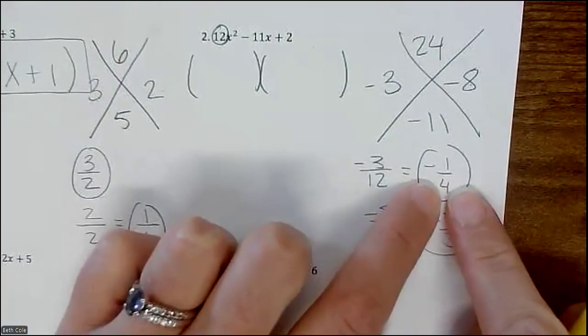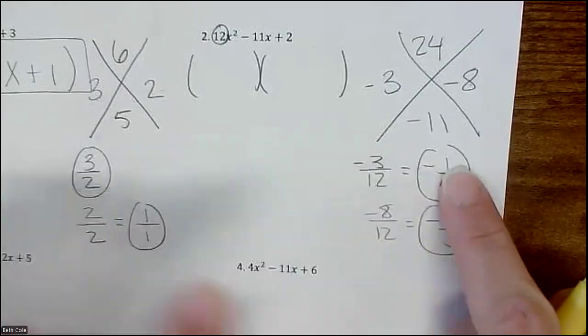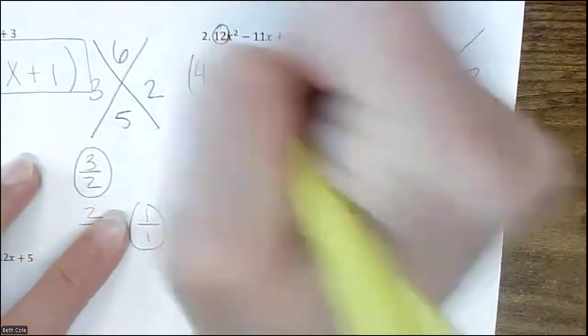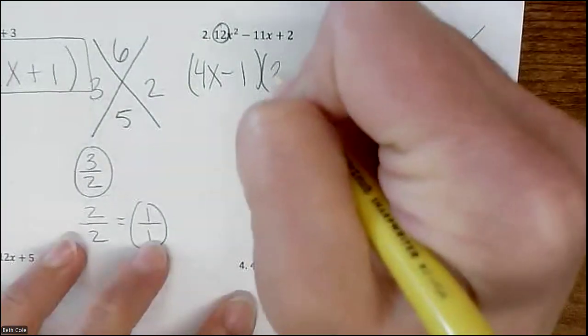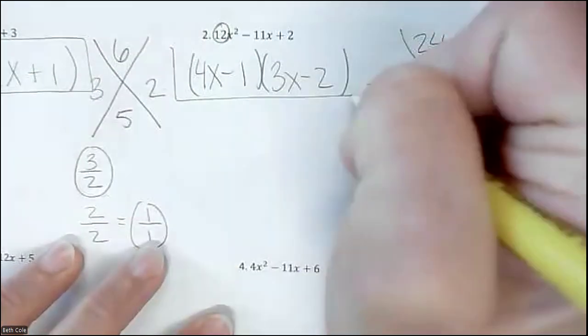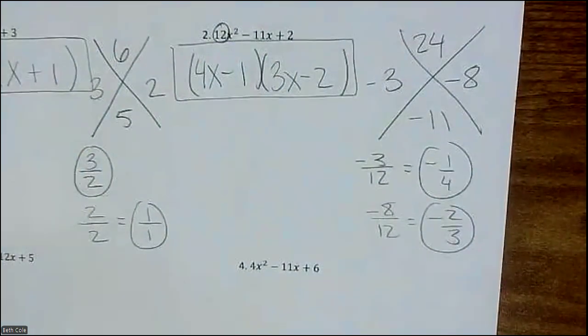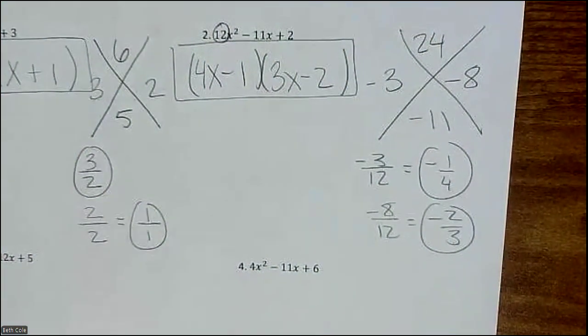So good, this one's going to be 4x minus 1. Nice. And then the other one, 3x minus 2. And then that's your answer. See, I told you would get the hang of it. Let's do 2 more and then I'll give you a break. Everyone is listening to me. This is fantastic. Keep it up.